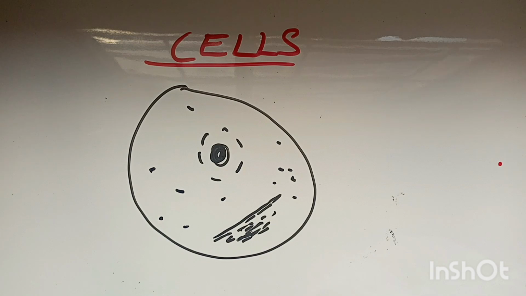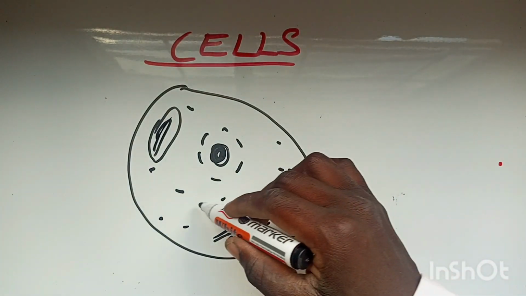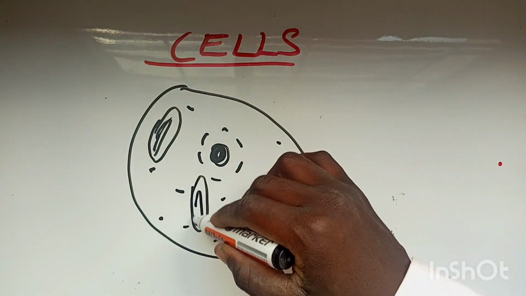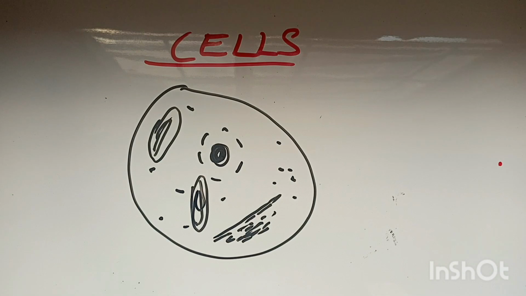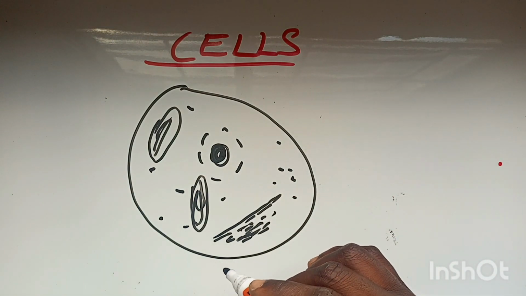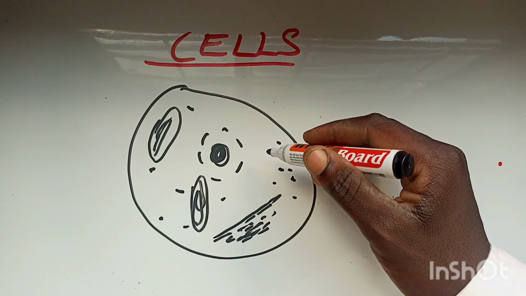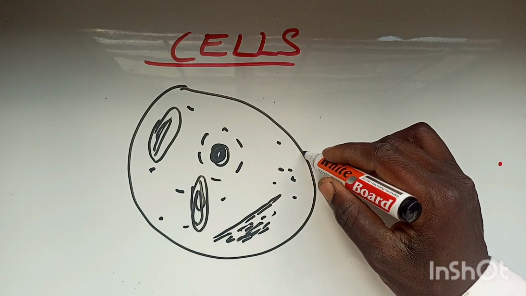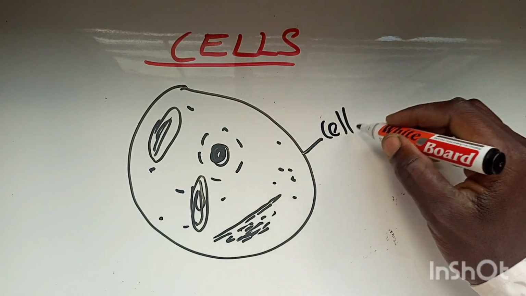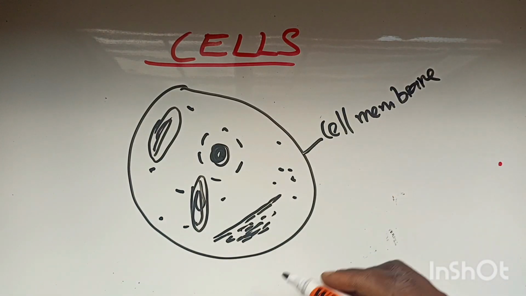Okay, the Golgi bodies. Then we have, so this is just a rough drawing so that you may have an idea about what we are trying to talk about. Let me first try to label it. So this is a cell membrane. That is a cell membrane.